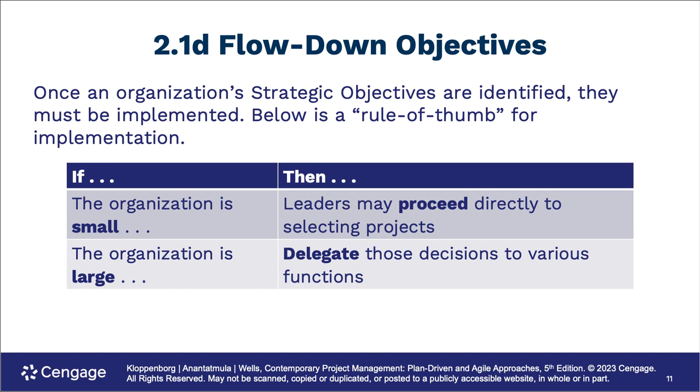So flow down objectives, rules of thumb, if-then statements. Well, if we're this, then this has got to be true. So if the organization's small, meaning the leaders know exactly what's going on, they've got control of things, there's not a big bureaucracy to deal with, then we can likely go to selecting projects. If the organization's large, they got multiple projects, multiple continents, multiple markets, then we might have to delegate some of these decisions.